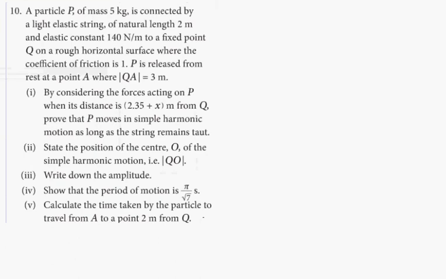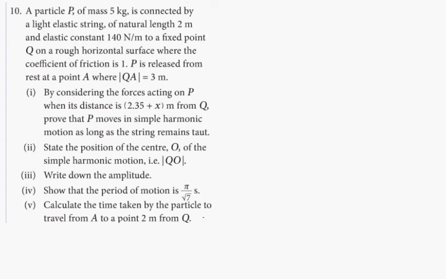Alright, guys, this one here. A particle P of mass 5 kilograms is connected by a light elastic string of natural length 2 meters and elastic constant 140 newtons per meter to a fixed point Q on a rough horizontal surface where the coefficient of friction is 1. P is released from rest at a point A where QA equals 3 meters.